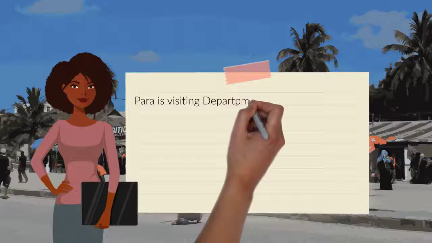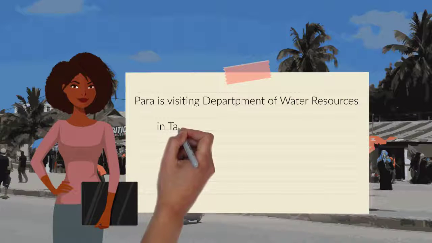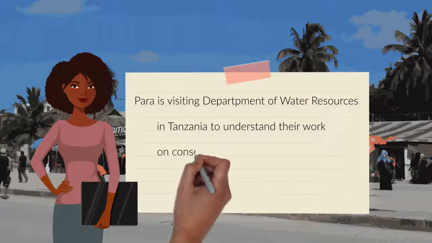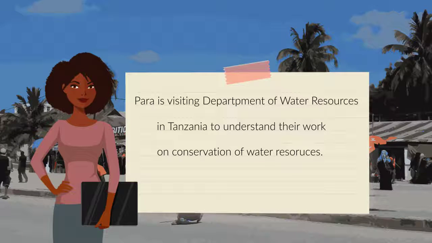Para is visiting the Department of Water Resources in Tanzania. She interacts with the team to understand their work on conservation of water resources. She uses the spatial agent to show data sets on various themes related to water resources.